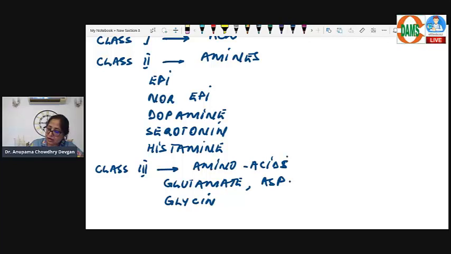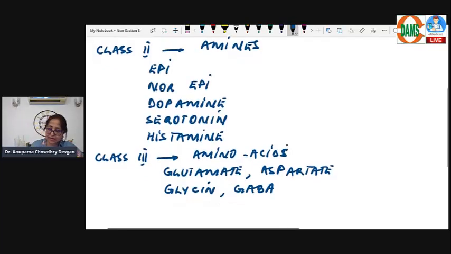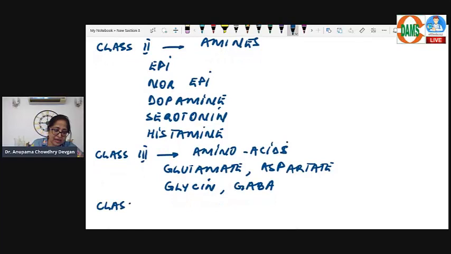Amino acids: glutamate, aspartate, glycine, and GABA. What is GABA? Gamma-aminobutyric acid. Class 4 is a gas, which is nitric oxide. So these are the different types of neurotransmitters.